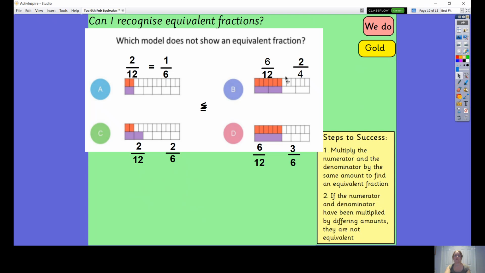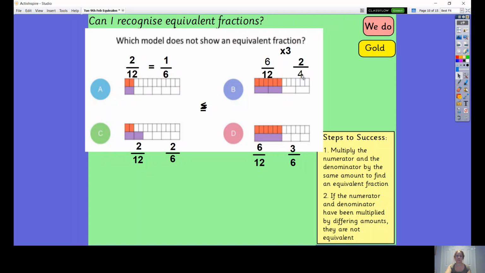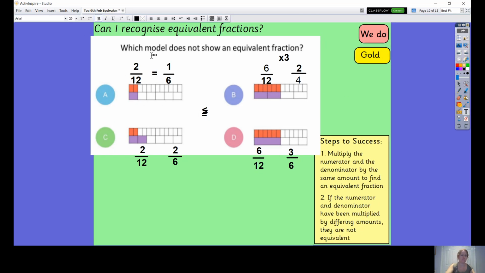Then if we move on to B, there are 6 12s coloured in on the top bar, so 6 of the 12 equal pieces, and 2 of the 4 equal pieces coloured in on the bottom. Again, I can see that these are equivalent fractions because they come up to the same place on each of the bars, the same amount is coloured in. And also if I look at what they're multiplied by, I can check as well. So 2 times 3 is 6, and likewise 4 times 3 is 12. So the numerator and the denominator are both multiplied by 3. So that's okay. And if I just put times 2 up here on the first one.